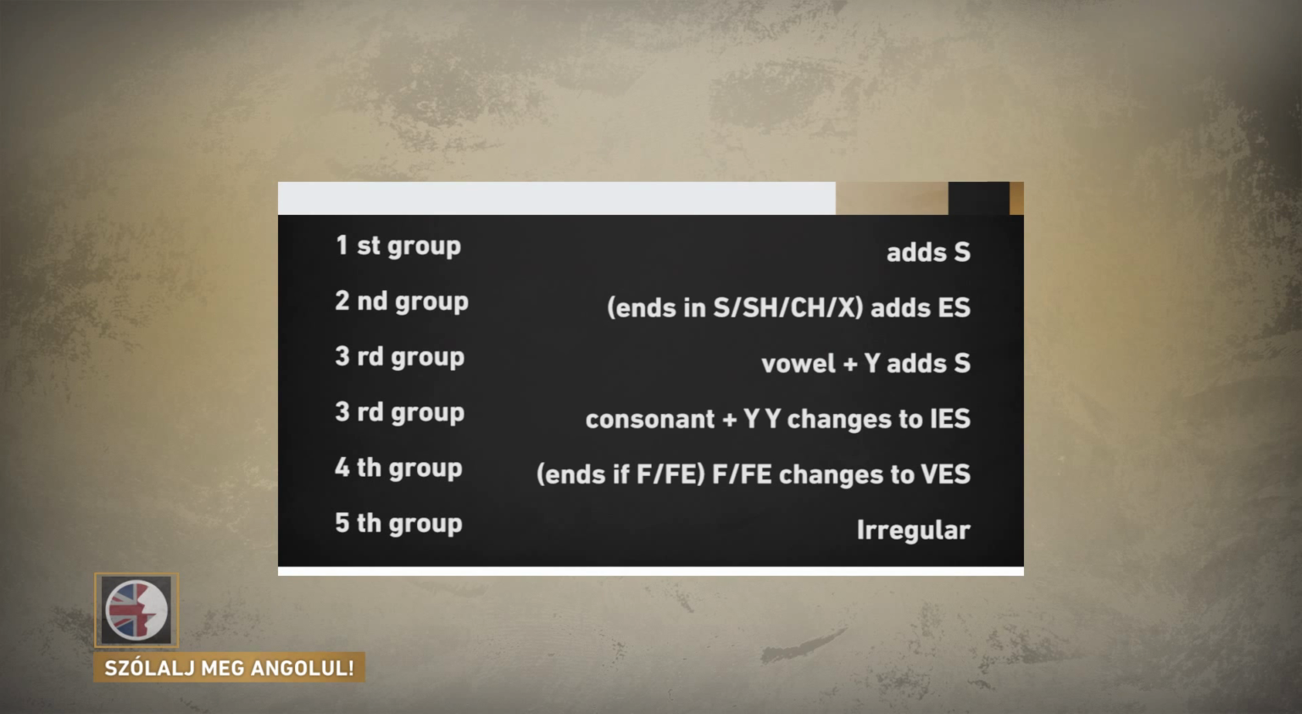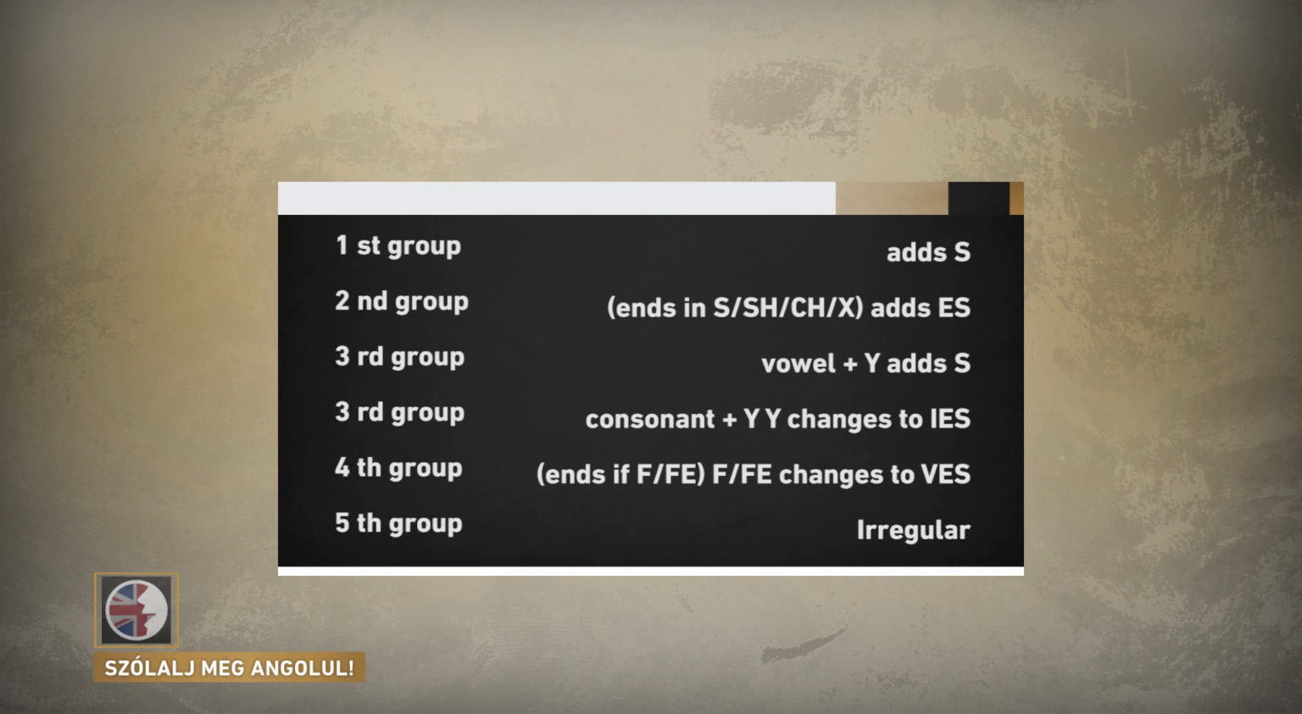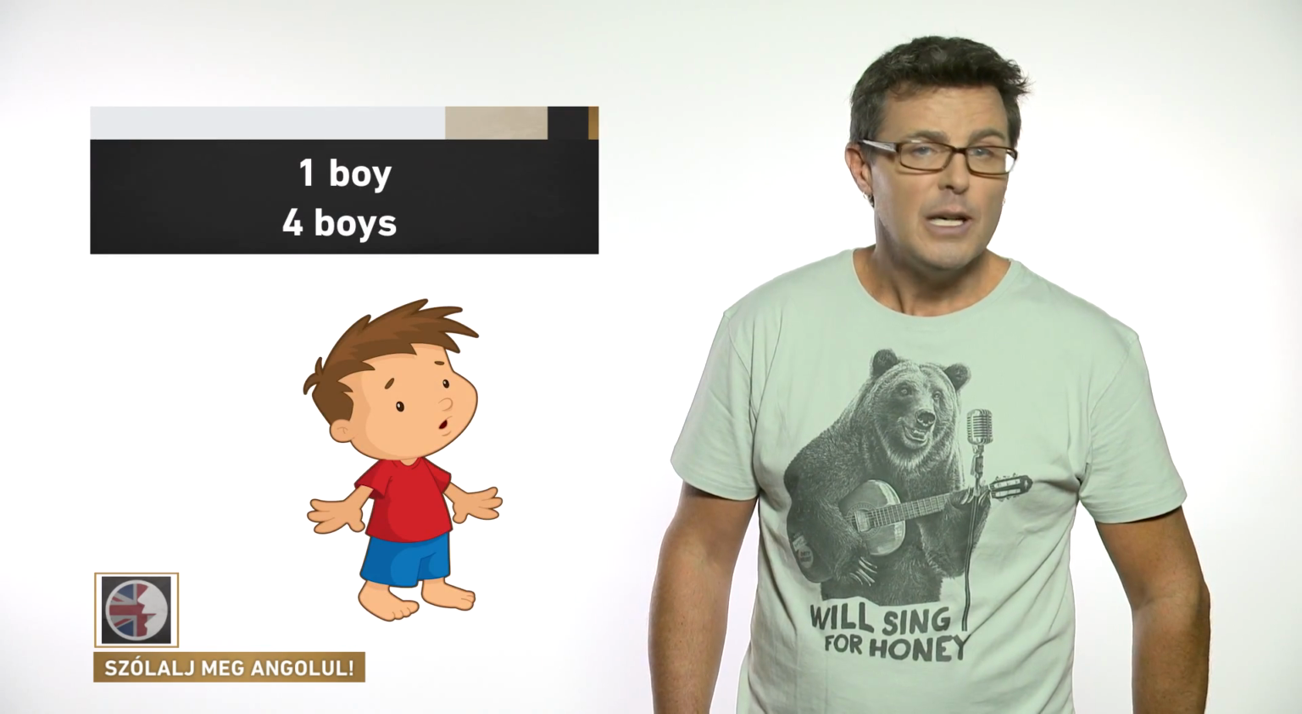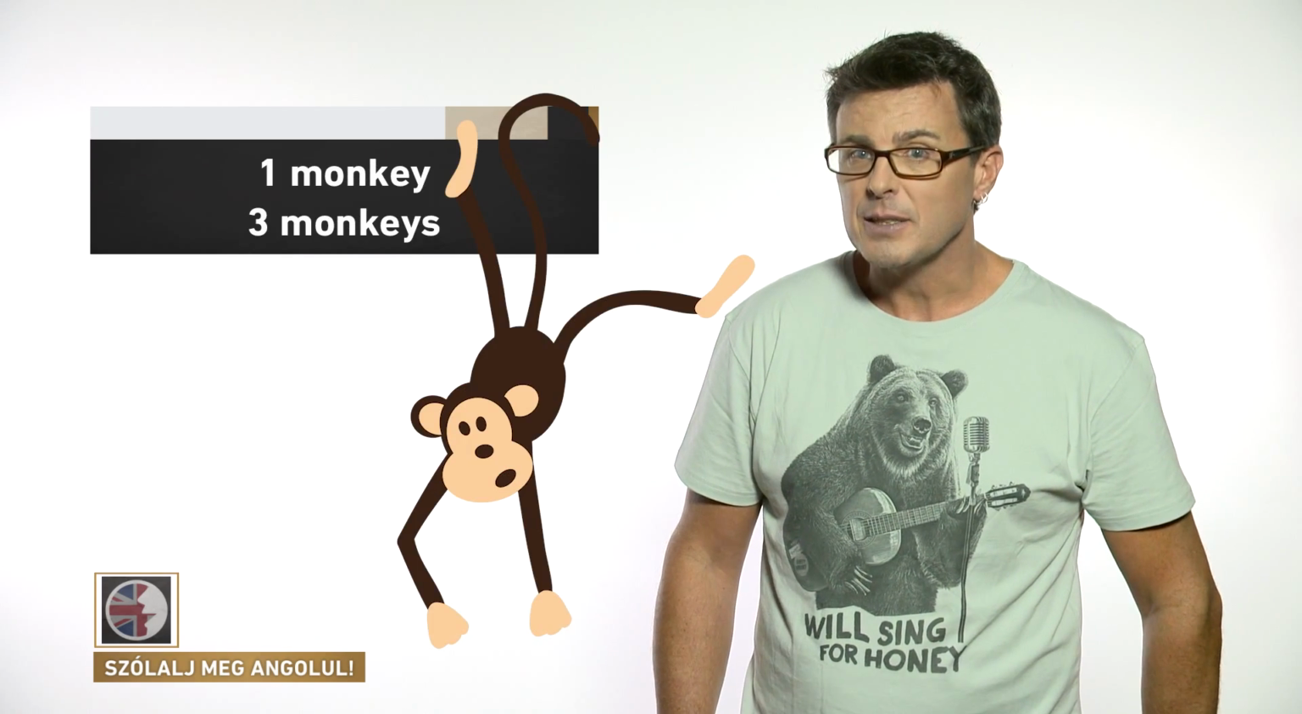We also learned about group 3. Group 3 are nouns which end in y. Do you remember what a vowel is? That's right. Vowels are A, E, I, O, and U. If the noun ends in vowel plus y, we change the noun from singular to plural by adding s. 1 boy, but 4 boys. 1 monkey, but 3 monkeys.